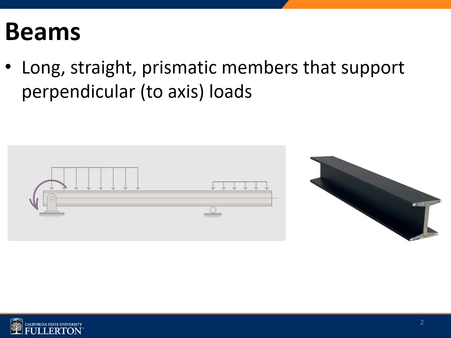So what are beams? Beams are usually long. When compared to the cross-sectional dimension, they are extremely long, straight, and prismatic members, and they are used to support loads which act perpendicular to the longitudinal axis of the member. Beams are able to resist the transverse loads which are applied by a combination of internal shear force as well as bending moment.